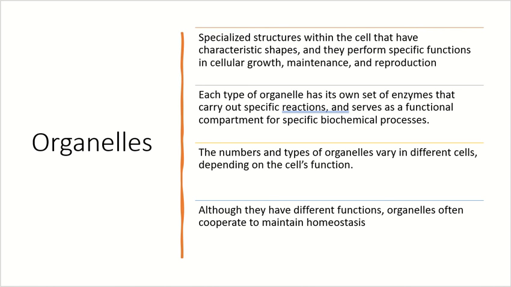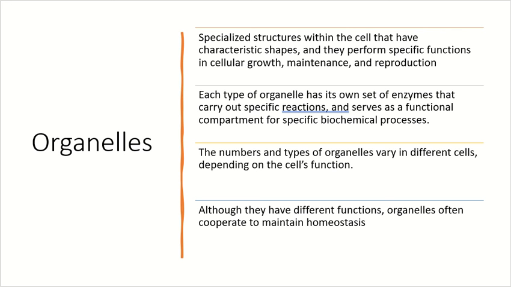So let's look at then some other organelles, or the various organelles that are going to make up the cell, excuse me. So an organelle is basically a specialized structure within a cell that has a characteristic shape and performs a specific function in cellular growth, maintenance, and reproduction. And so there are going to be a lot of different types of organelles. So each type of organelle is going to have its own set of enzymes that are going to carry out specific reactions and serve as a functional compartment for specific biochemical processes to occur.